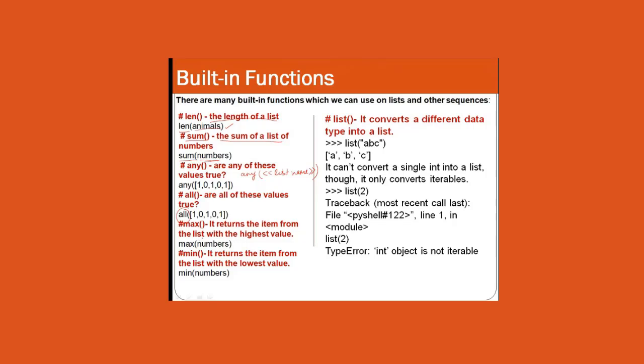Max, it will return the item with the highest value. So max, then the name of the list. Min, name of the list, it will return the item from the list with the lowest value.